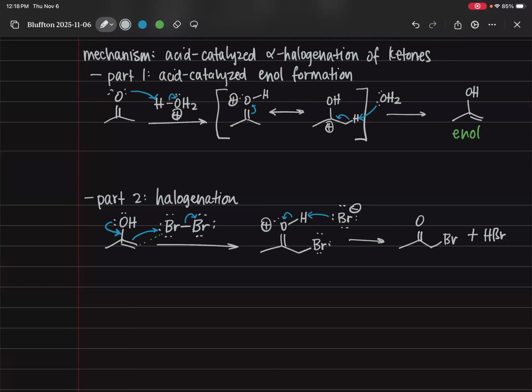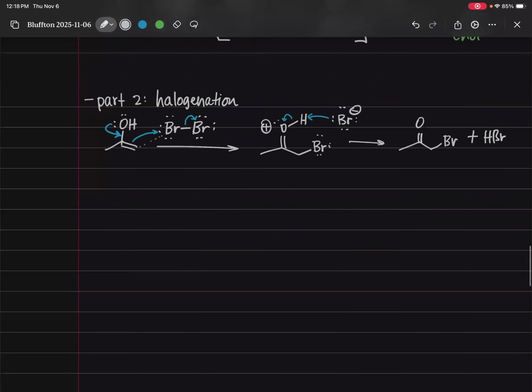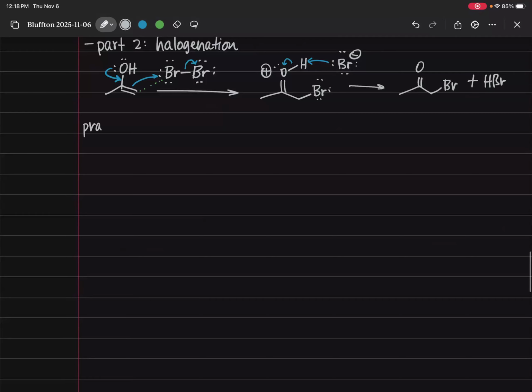So first, we form an enol: protonate, draw a resonance structure, deprotonate to get your enol. And then we do halogenation. We use the nucleophilic carbon with its pi bond to make a bond to the electrophilic bromine. And that's the main step really of the reaction. And then all we have to do is deprotonate the carbonyl. So I'll give you a bit of practice for this one.